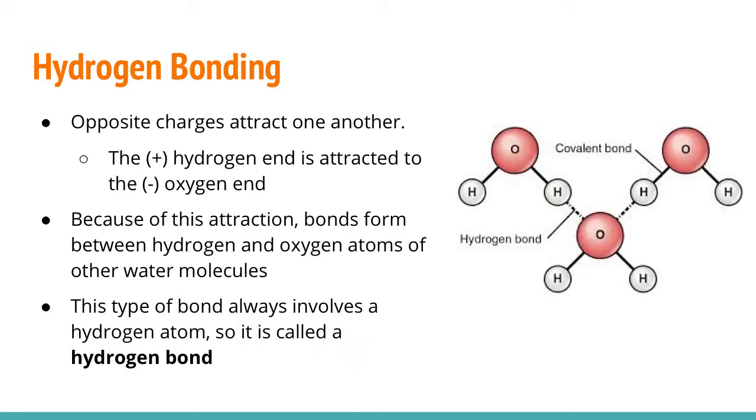When we talk about these polar covalent molecules, or polar molecules in general, we're getting some opposite charges. And these opposite charges are attracted to one another. The positive hydrogens become attracted to the negative oxygen. Because of this attraction, bonds form between the hydrogen and oxygen atoms of other molecules. Here we can see those, which end up being the hydrogen bond, and they're shown as dashed lines. This type of bond always involves a hydrogen atom, so that's why it got its nickname as the hydrogen bond.